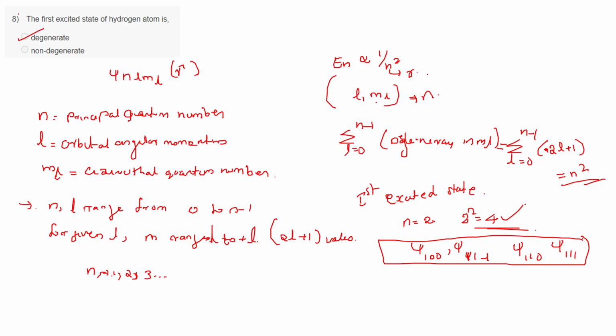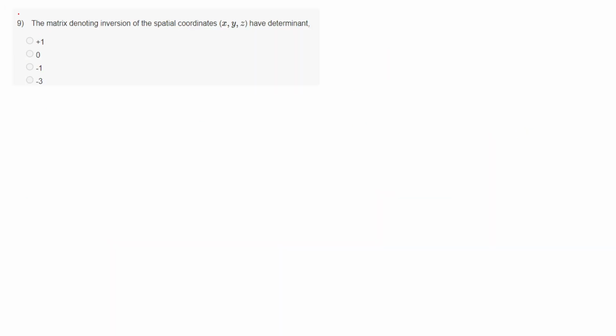Now let us move to the next problem. The matrix denoting inversion of the spatial coordinate x, y, z has determinant... Okay, so now ma'am told that we can represent the symmetry operations, like rotation or inversion, in matrix form also, right? So the matrix representation denoting inversion of a spatial coordinate has determinant. So first we have to know what the inversion matrix is.